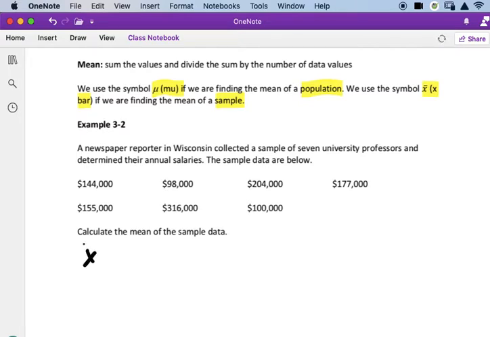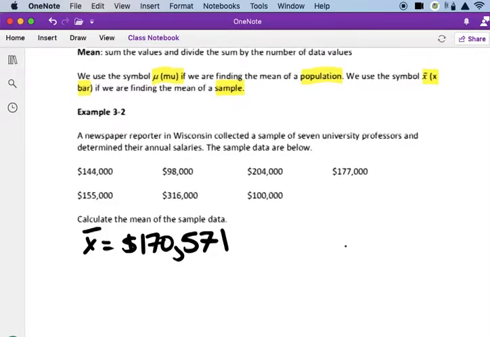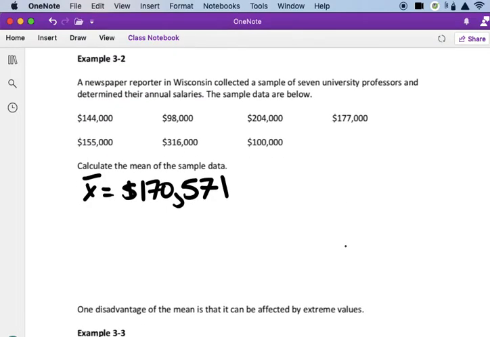And this is x bar because it's a sample. It's not the entire population of all professors in Wisconsin. It's a sample of only 7 of those professors. So that's the mean of the sample data.